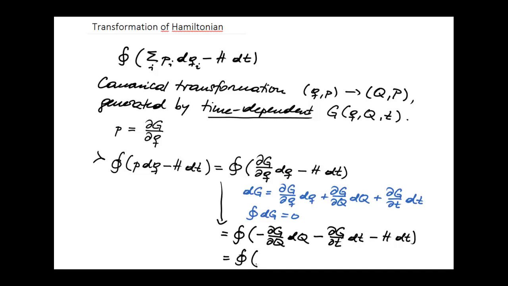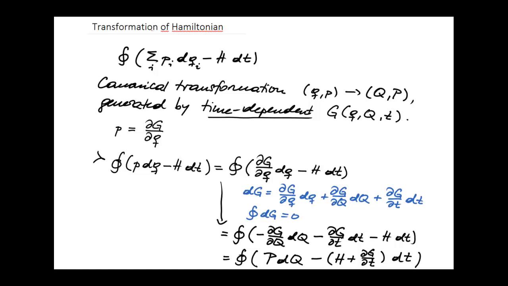But we know that minus the partial derivative of the generating function with respect to the new position coordinate, capital Q, is the new momentum coordinate, capital P. So this is in fact capital P dQ. Then we have two terms, both proportional to dt. Let's group them together in a bracket, and let's write this as minus Hamilton function plus the partial of the generator with respect to time, dt.